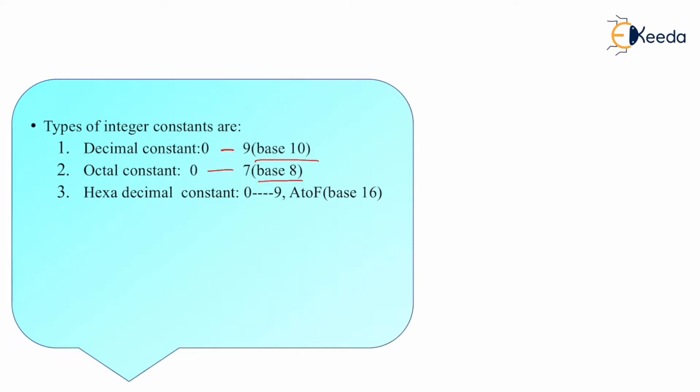Next is hexadecimal constants. So for that, you have the values from 0 to 9 and the next values start after the 9, that is A to F. So there are a total of 16 values present. So we can say the base is 16.